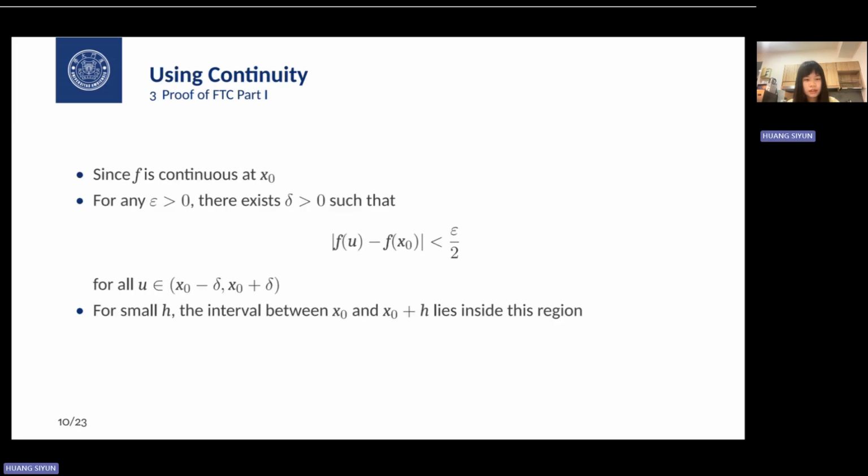Here, the continuity of the original function is key. Continuity means that the function doesn't jump. Its values at nearby points are very close. So for any small margin of error we choose, we can find a small enough interval around our point so that the function's value stays within that margin.